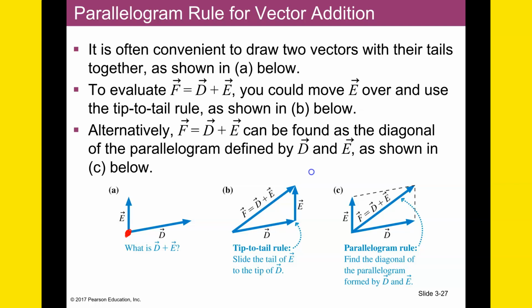But there is another way to do it, which is just as good, just as valid, and you might like it better. So we'll explain it here. Alternatively, you can find it as the diagonal of the parallelogram defined by D and E. So here's D and E drawn together. So let me just go back to A and imagine it being done here. You're just kind of making it into a parallelogram.